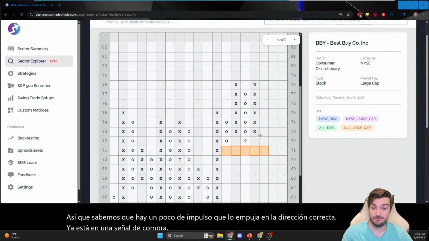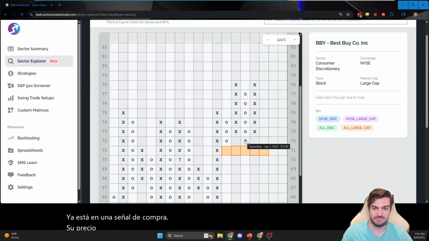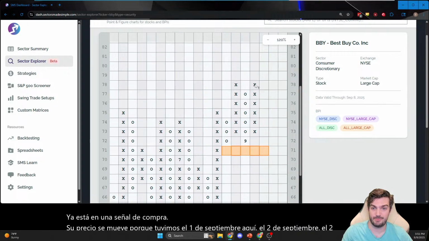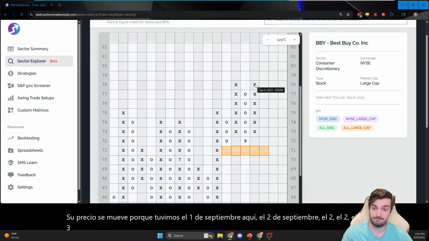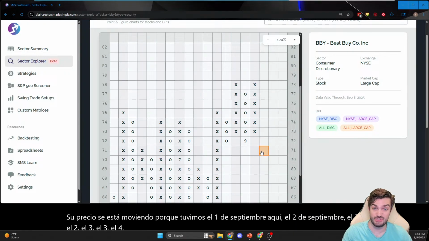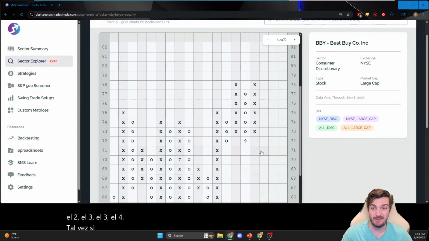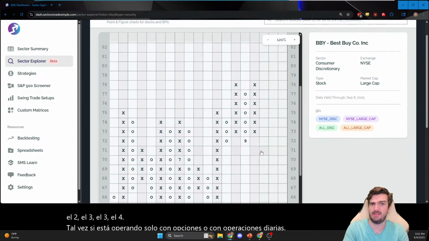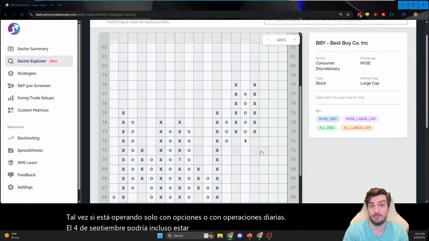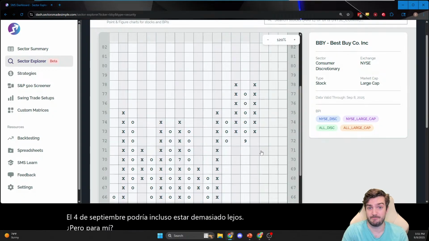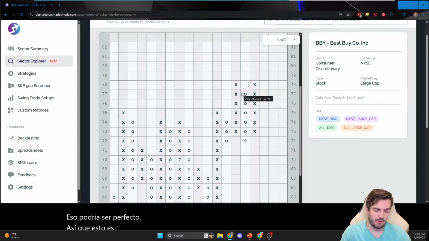Its price is moving because we had September 1st here, September 2nd, September 3rd, September 4th. Maybe if you're trading just options or day trading, September 4th might even be too far away. But for me, that might be perfect. So this is, again, where you get into the art side of these strategies as opposed to the science.